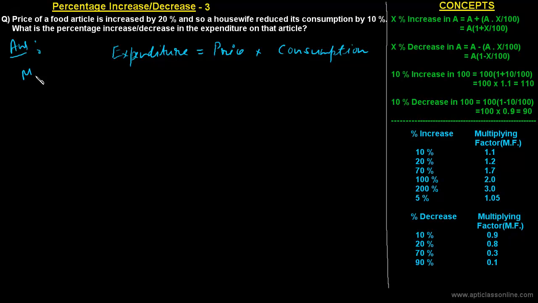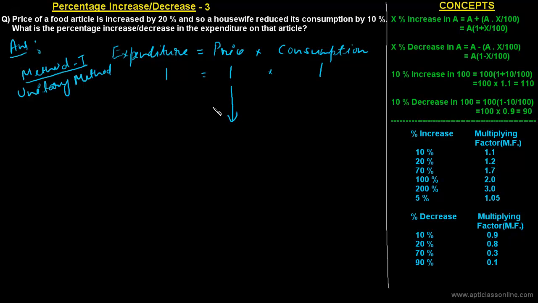So as we have seen in the previous example, we will solve this first by method 1, which is known as the unitary method. What is the method? The method is, we assume both price and consumption as 1 initially. When you assume price and consumption as 1, then the expenditure will also become 1, because 1 into 1 is 1. And the price of a food article is increased by 20%.